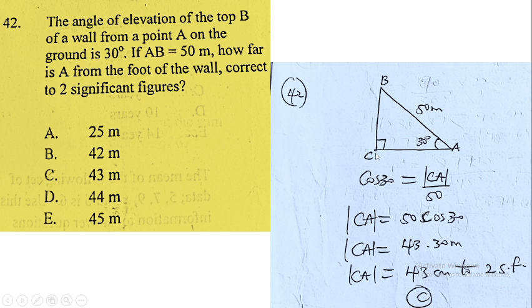So here, of course, this is going to give us a right angle triangle, so we can use the trigonometric ratio to find CA. And what relationship is there between this side CA and this angle given to us? That will be cos, adjacent over hypotenuse. So cos 30 will be equal to CA over 50. We cross multiply, CA will be 50 times cos 30, and that will give us 43.30 meters, which to 2 significant figures is 43 meters. And option C is the correct option in the options given to us.